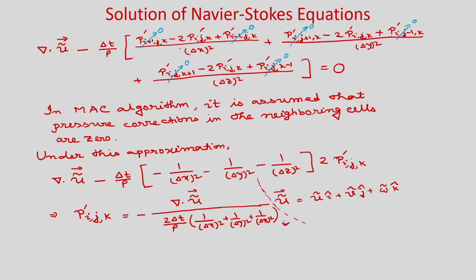So, we have already discretized the equations for the momentum, and substituting those in the continuity equation in the main cell, we have found the equation for pressure using the MAC algorithm. In the MAC algorithm we are neglecting or assuming the neighboring cell value of the pressure correction as 0, and following that you can write the equation for pressure as this.